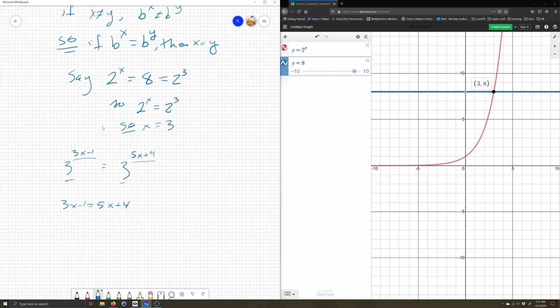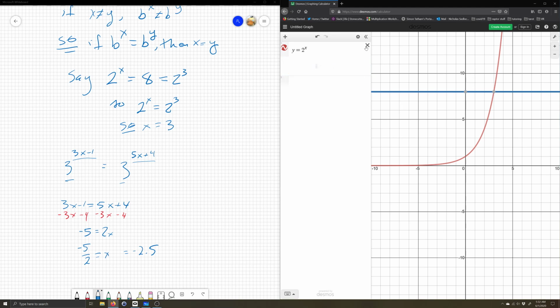And now we're back in a previous chapter. So there's a bunch of different ways we could do this, but let's subtract 3x from both sides and subtract 4 from both sides. And that gives me negative 5 on the left and 2x on the right. So then I get negative 5 halves is x. That's negative 2.5. And let's just graph that over here, just to show you what's going on here.